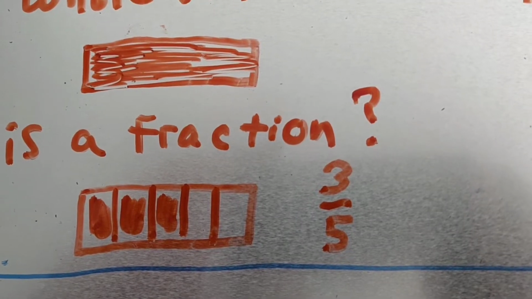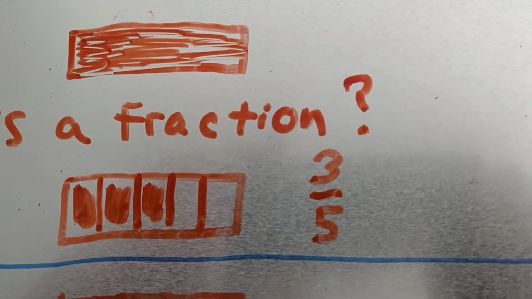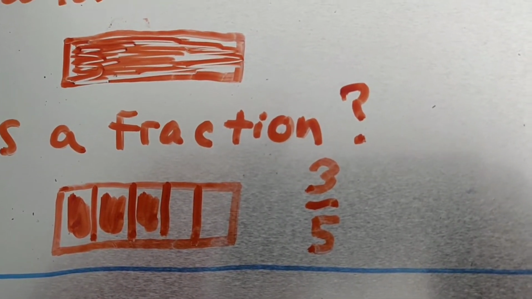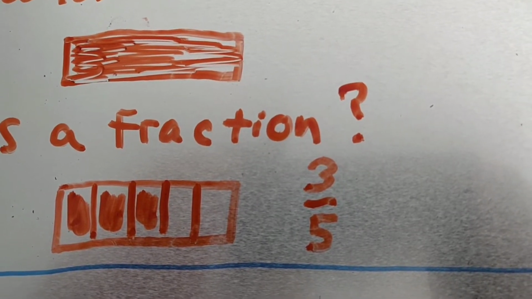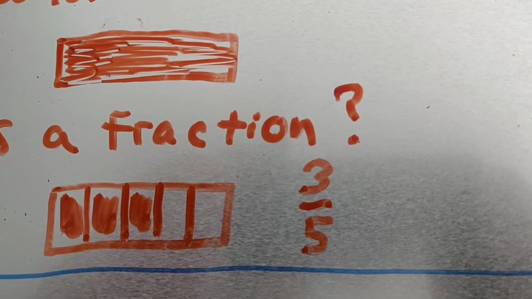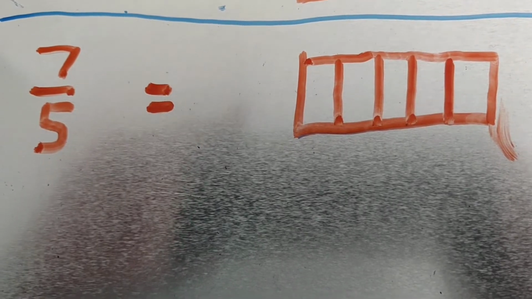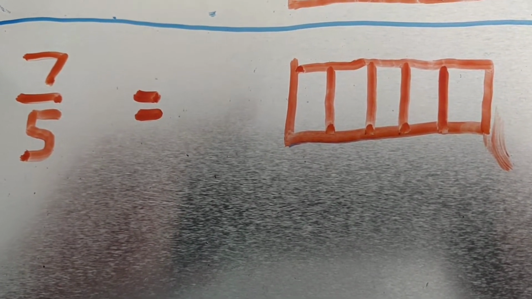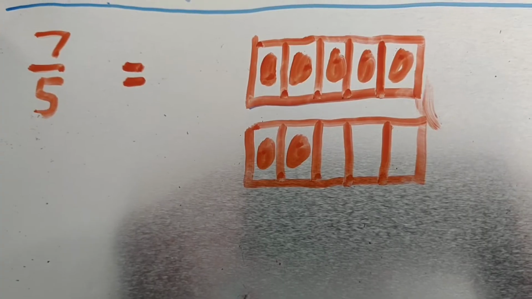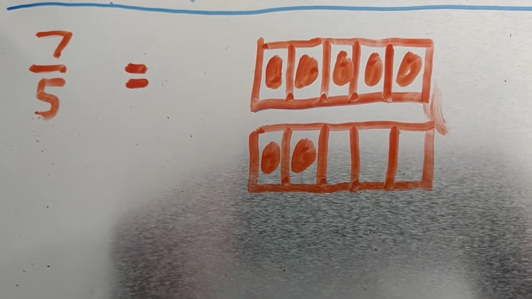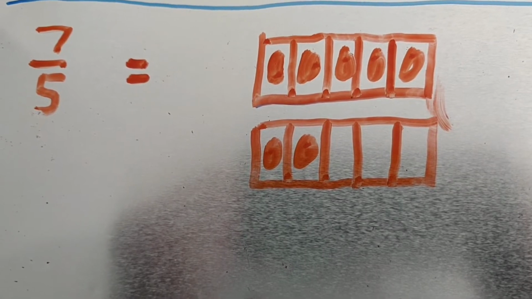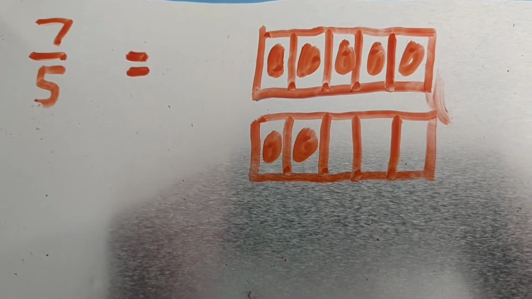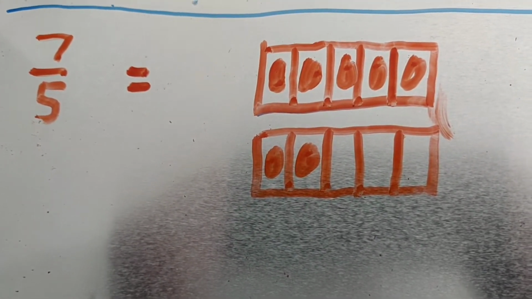So it's clear to me how we could shade in 3 parts of a whole broken into 5 equal parts, because there's plenty of space. But how do we shade in 7 parts of a whole that's broken into 5 equal parts? And the answer to that question is we have to draw a second whole broken into 5 equal parts and then shade in the 7 parts that we have.